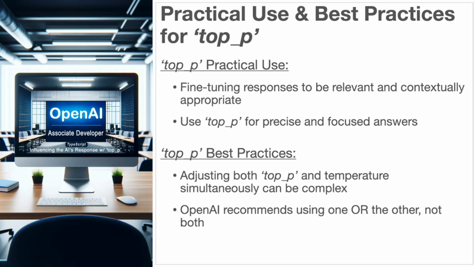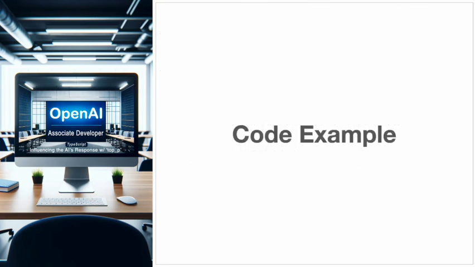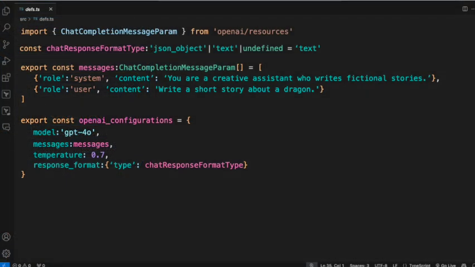With our deeper understanding of the top P property, let's now go back to our code and see how to incorporate it into your OpenAI configuration object. To begin, we'll modify our defs file to incorporate the top P property into our configuration object. This property will help us control the relevance of the tokens the AI uses in its responses, this relevance being based on the token's probability values. For this exercise, we'll first remove the temperature property before adding the top P property. This will allow us to focus on the effects of the top P property without interference from the temperature settings.